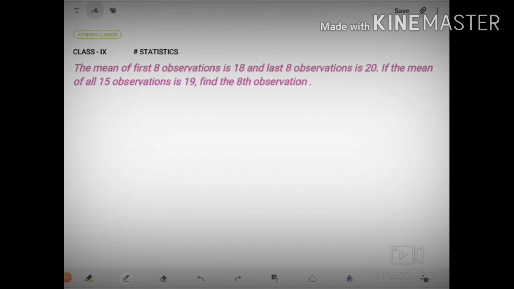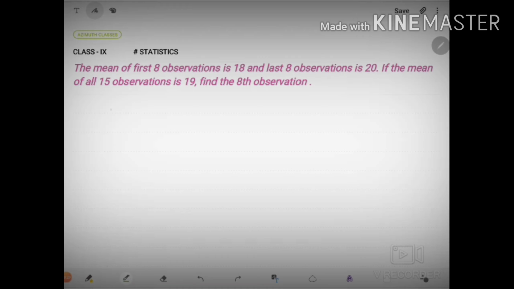Hello students, today we are going to do a question from statistics, class 9th. The mean of first 8 observations is 18 and last 8 observations is 20. If the mean of all 15 observations is 19, find the 8th observation. One of the important questions from statistics, we have to find out the middlemost observation.